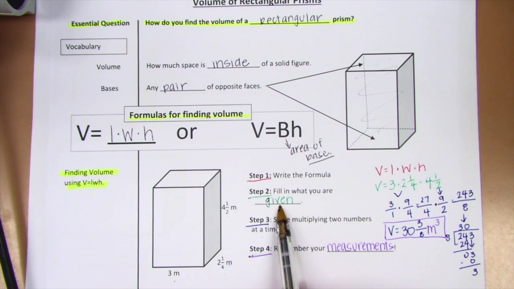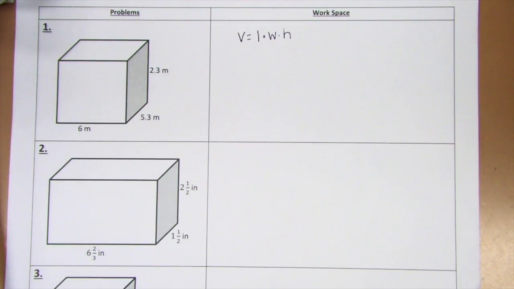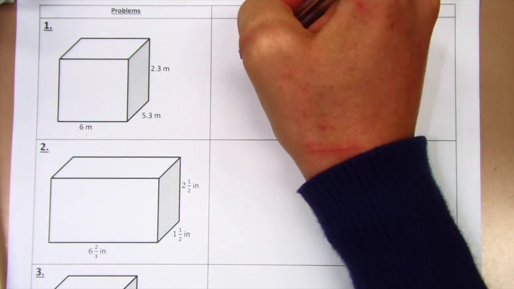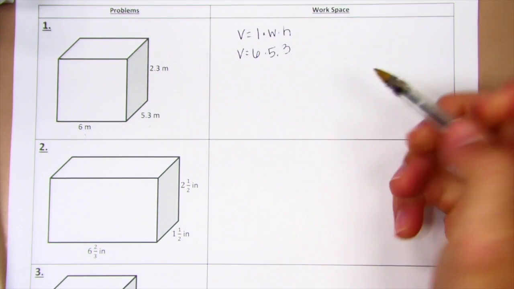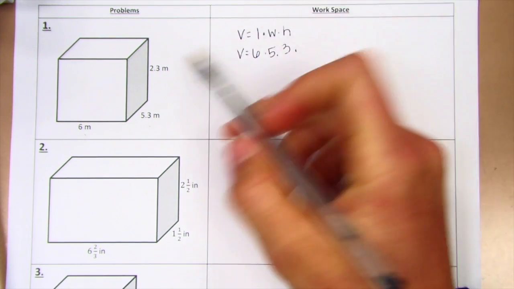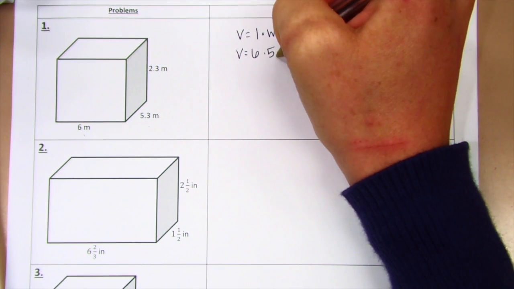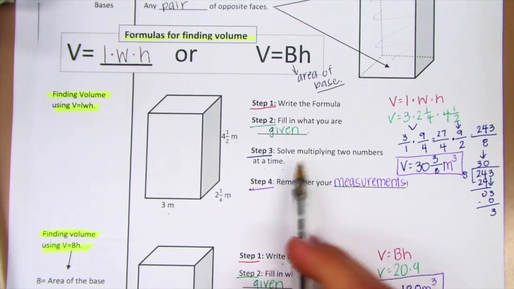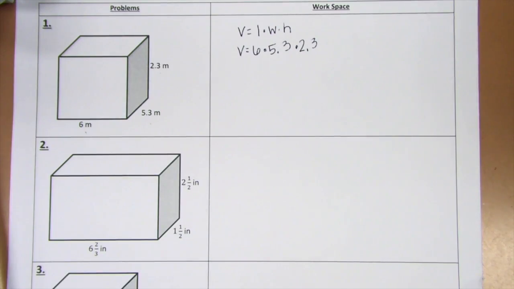Step number 2, fill in what you are given. So looking at my solid figure, I'm going to see that my length is 6, my width is 5.3, and my height is going to be 2.3. And I'm just going to tidy up these dots to make it a little bit clearer for us. Step number 3, we are going to solve multiplying 2 numbers at a time.